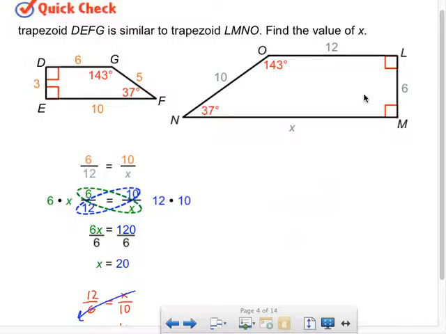Okay, what I'd like to hear is somebody's alternate solution. Kimberly, go ahead. You did 3 over 6? Okay, so if you did 3 over 6, what did you match that up with? So the proportion you have is 3 over 6 equals what?